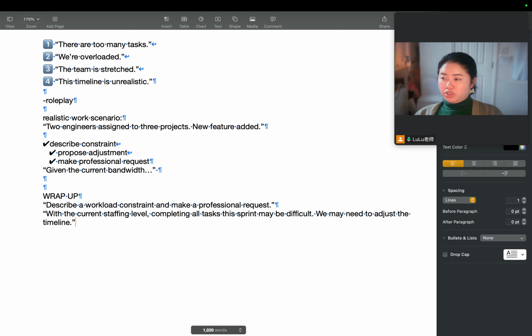I want to remind you that the idea of this lesson again is to shift from emotional to operational language. So instead of we don't have enough people, it becomes given the current bandwidth. Instead of this is impossible, it becomes this may require additional time. For homework, think about a real-life scenario where you had faced a workload constraint, and then write about it, three sentences max, and give it to me tomorrow.